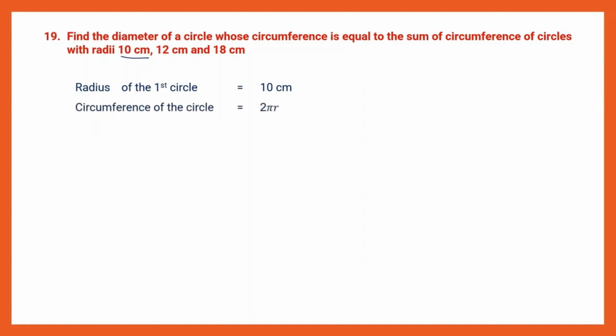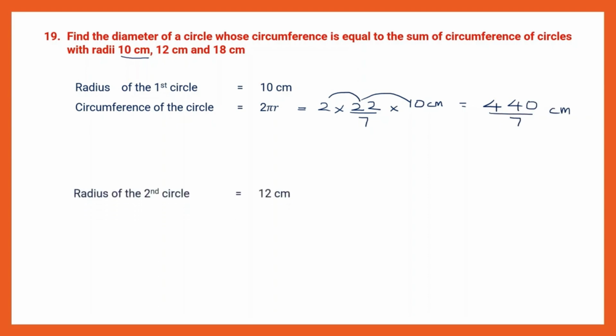So the circumference of that circle, we have to use the formula 2 pi r. That means 2 into pi, which is 22 by 7, into r. And how much is r? R is 10 centimeters. So now we have to multiply this. Now again, there's nothing to cancel. So let's multiply. 2 into 22 is 44. 44 into 10. That's easy. 440 by 7 centimeters. So we have found the circumference of the first circle.